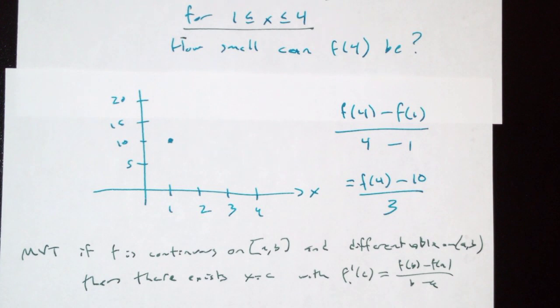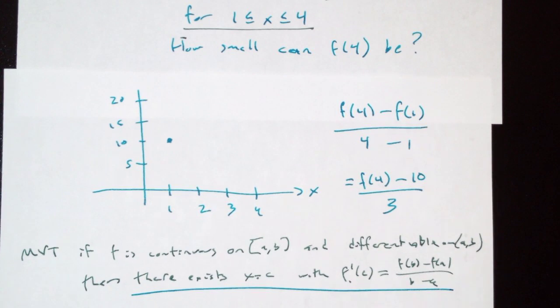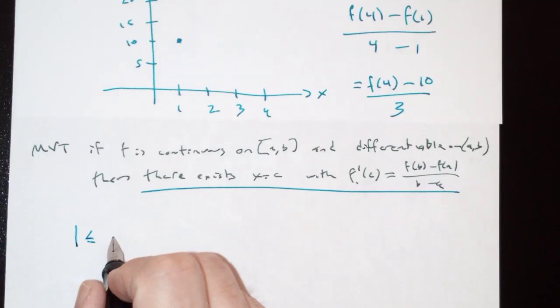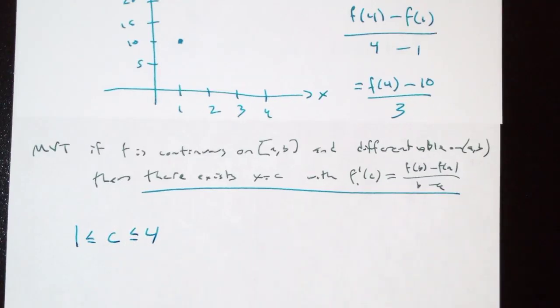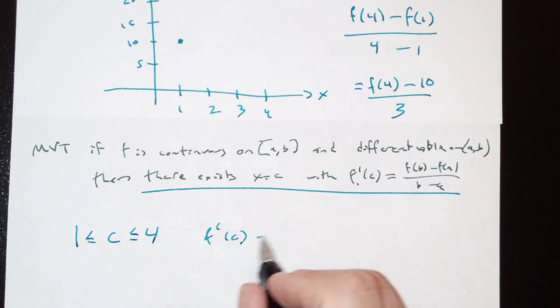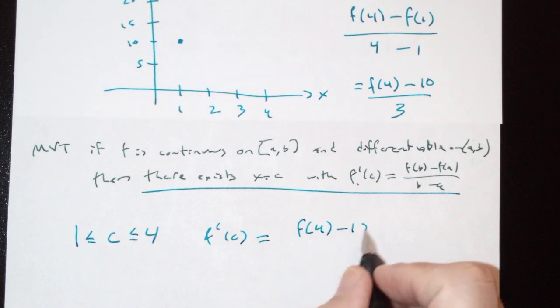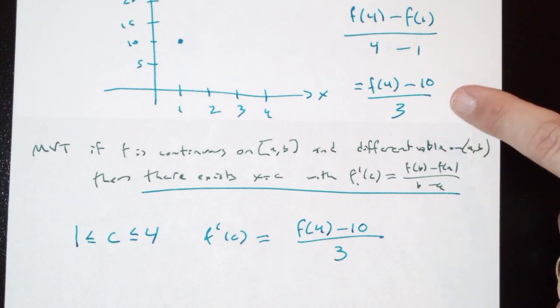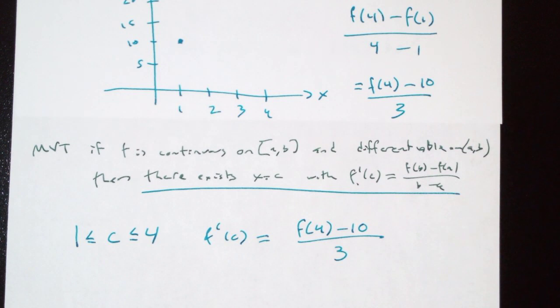If P, then Q. Hey, all of the things in P are true, so Q must be. That means that I can now say this is true: 1 is less than or equal to c, less than or equal to 4, because that's our interval, and f prime of c equals f of 4 minus 10 over 3. You with me so far?